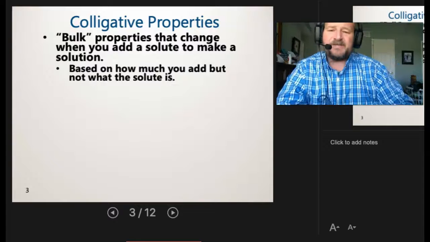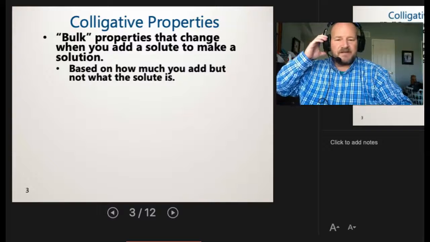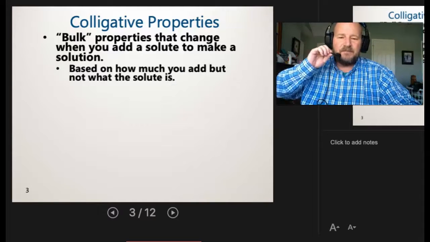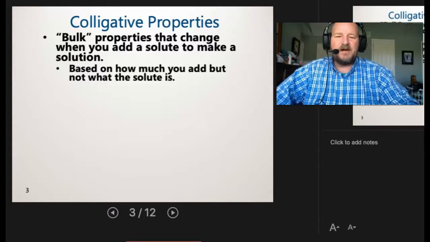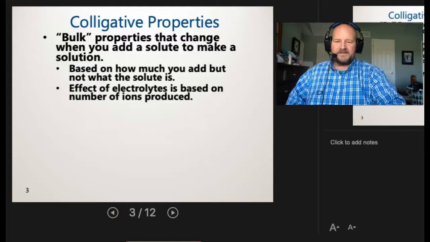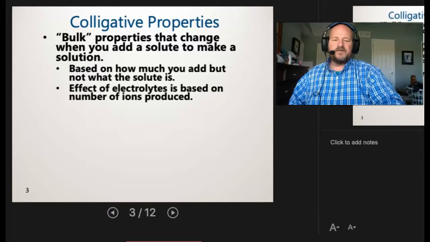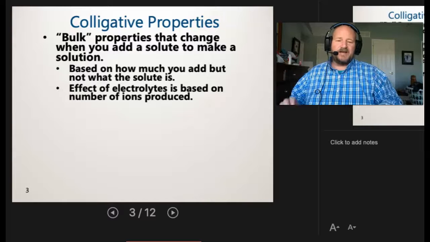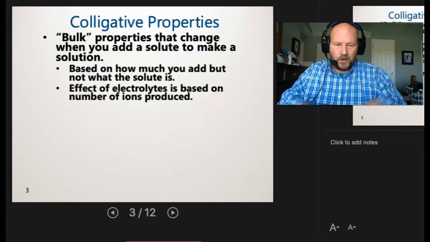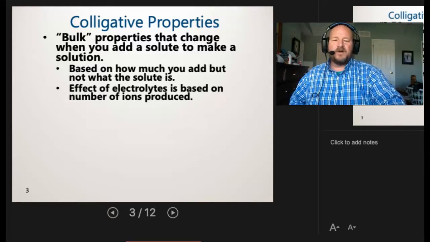So it's going to be based on how much you add, but not what is added. There is a component of it that is concerned with concentration, but it doesn't matter what type of compound is in the solution. The reason electrolytes are more effective is that it's based on the number of ions produced. If I dissolve sugar, for every one particle of sugar, I get one thing in the solution. But if I take table salt and dissolve that, I get sodium and chloride, and they act like individual particles dissolved in the water. So it's like a 2-to-1 effect rather than a 1-to-1.